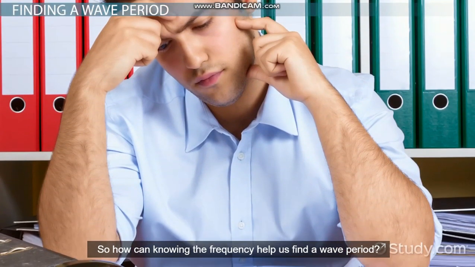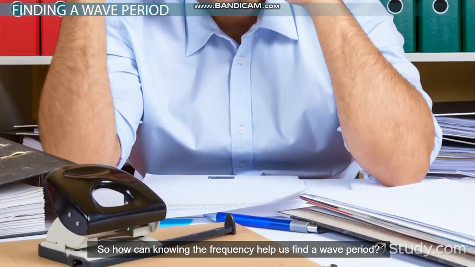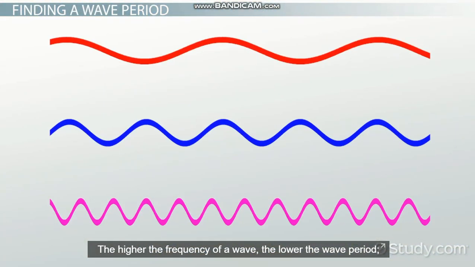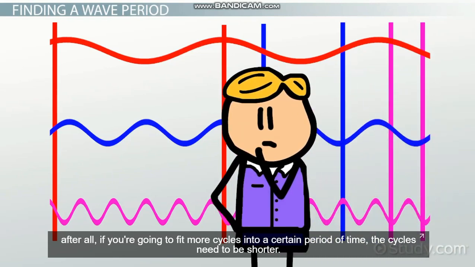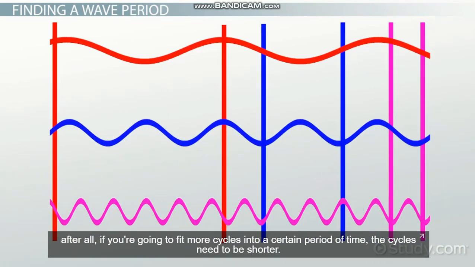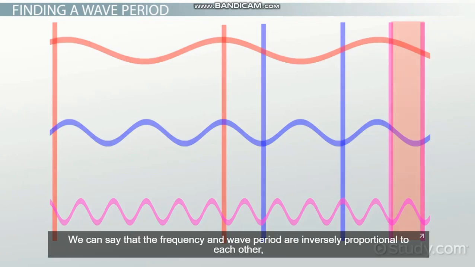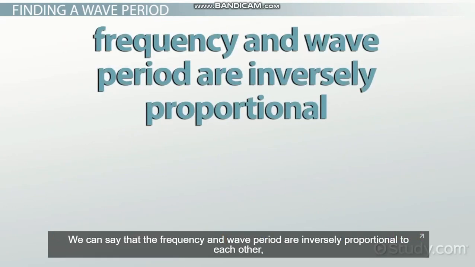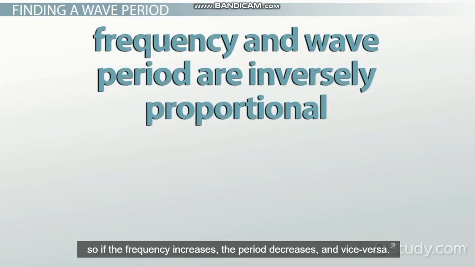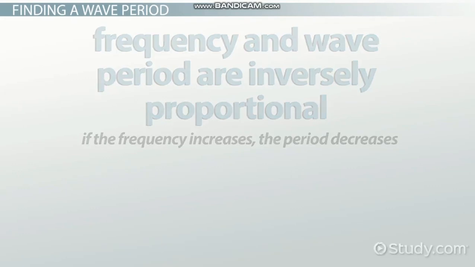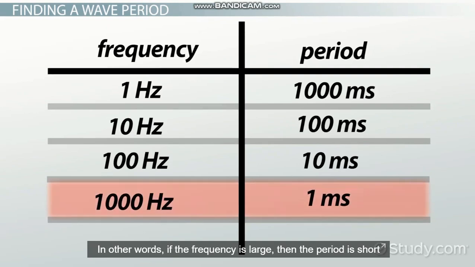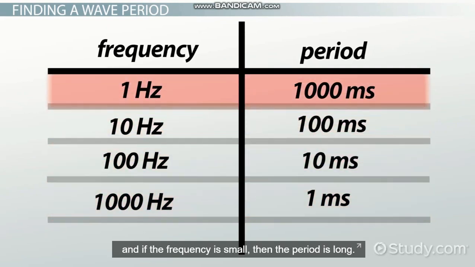So how can knowing the frequency help us find a wave period? The higher the frequency of a wave, the lower the wave period. After all, if you're going to fit more cycles into a certain period of time, the cycles need to be shorter. We can say that the frequency and wave period are inversely proportional to each other. So if the frequency increases, the period decreases, and vice versa. In other words, if the frequency is large, then the period is short. And if the frequency is small, then the period is long.